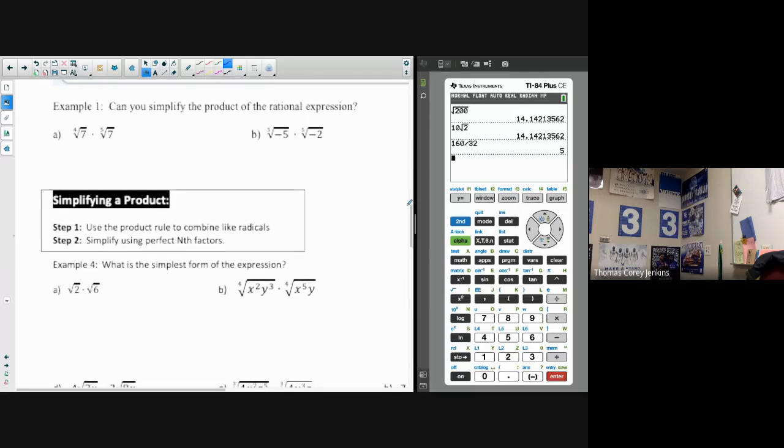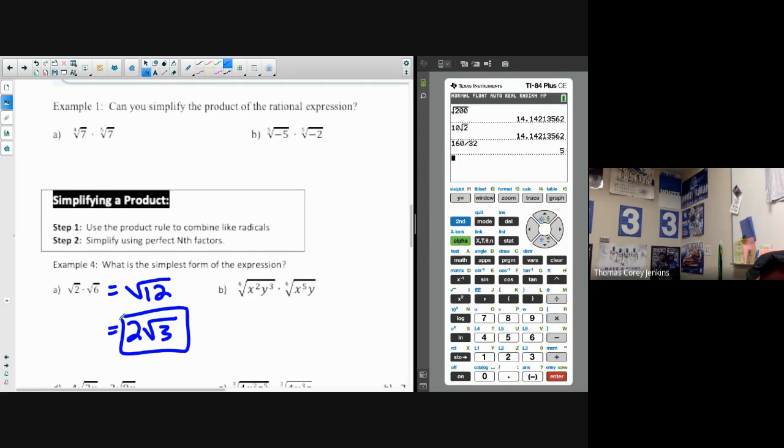Doing some more examples. Now we get into more of the meat and potatoes of the lesson where we have to multiply. You multiply first and then you worry about simplifying at the end. So this is equal to the square root of the product of 2 times 6, so the square root of 12. And then at the end, you want to make sure it's in simplest radical form. Is there any perfect square that goes into 12? Yes, 4. The square root of 4 is 2, and 12 divided by 4 is 3. So 2 square roots of 3.